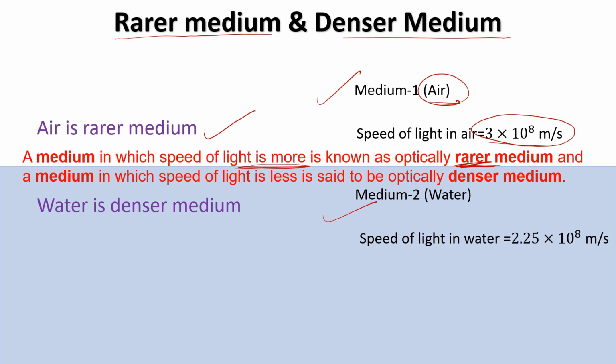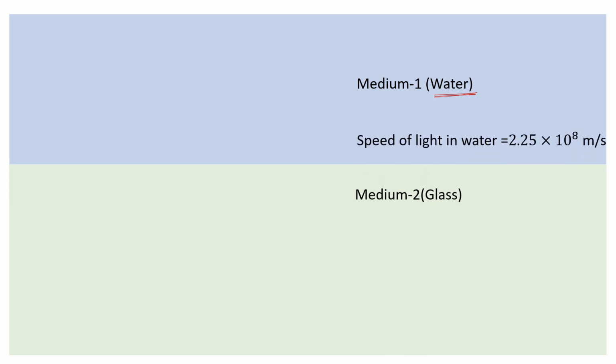Now let's take one more example. This rarer and denser medium comes only when we are comparing two media. Now here we have medium 1 as water, whereas medium 2 is glass. Just now we have seen the speed of light in water is 2.25 × 10⁸ meters per second, whereas the speed in glass is approximately 2 × 10⁸ meters per second.